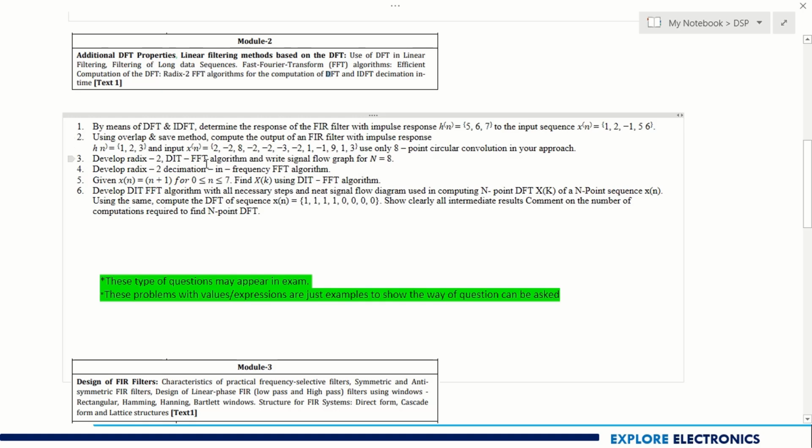And develop the radix-2 DIT FFT algorithm, and write a signal flow graph for N equal to 8. These kinds of questions will be there on radix-2. And also you can see questions number 5 and 6, but don't stick to the values. So these are the kind of questions you may get in module 2.